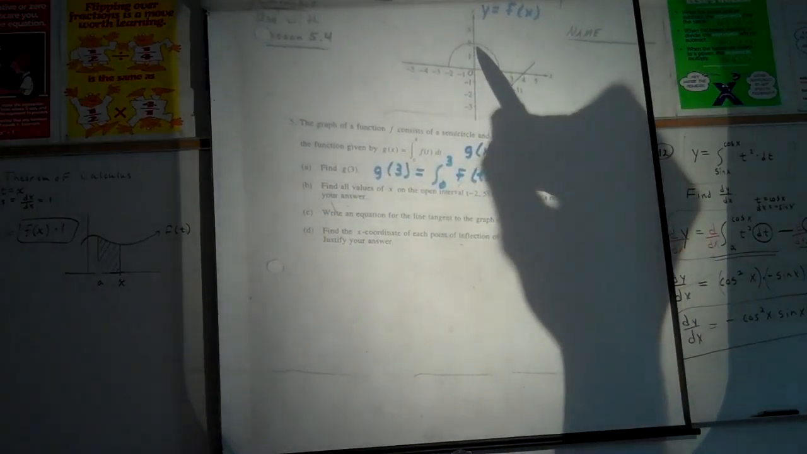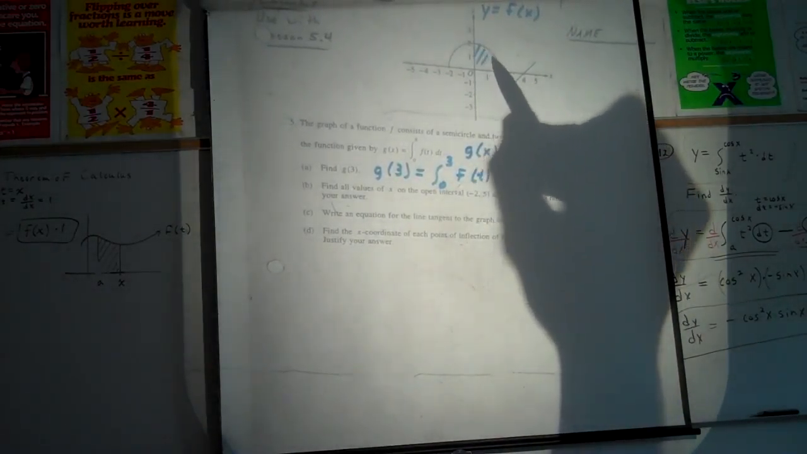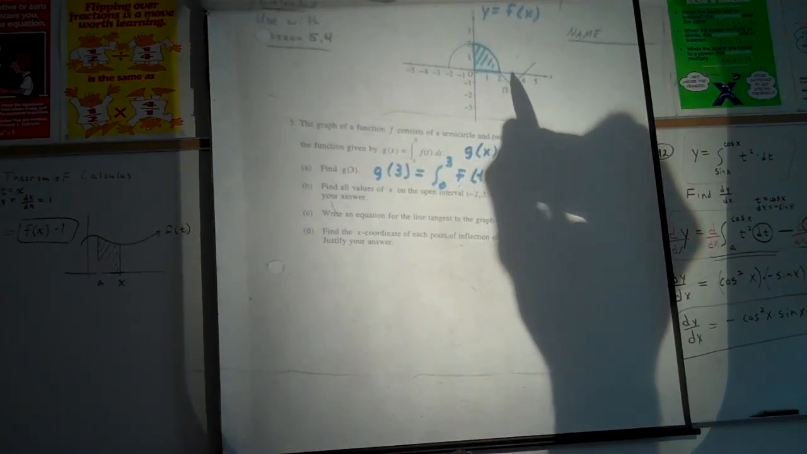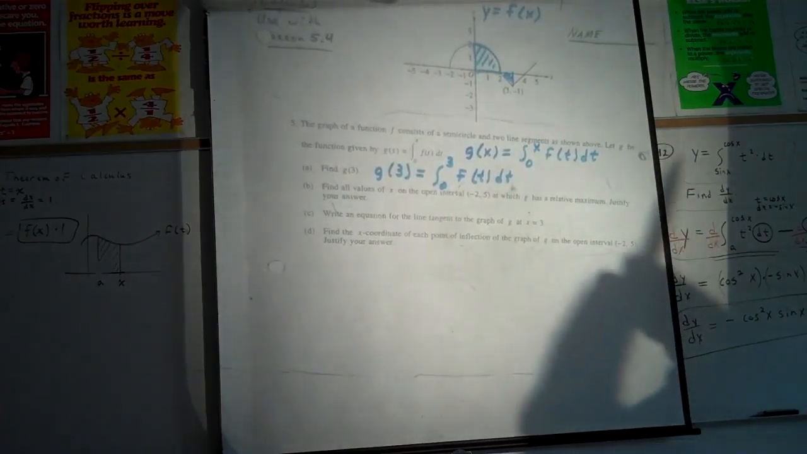So let's find the integral from 0 to 2 first, which would be that quarter of a circle right there. And then let's also find the area between 2 and 3, which would be this little triangle down here, and then we'll combine them to get our answer.